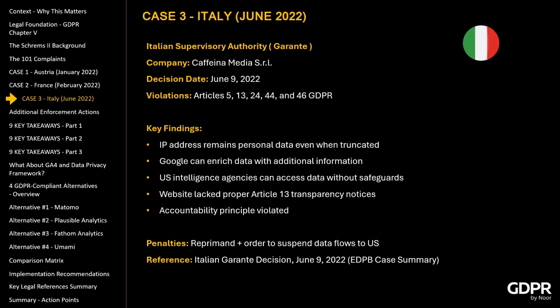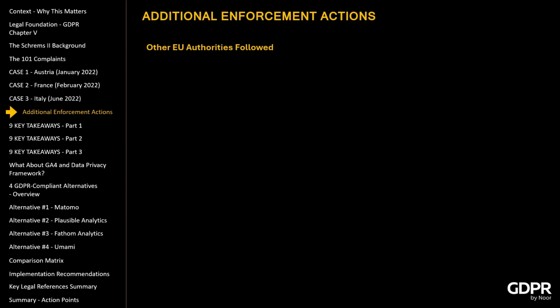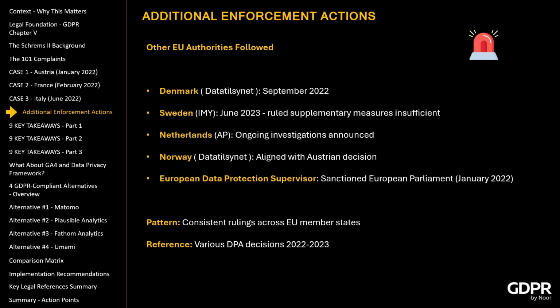This ruling showed that Google Analytics can trigger multiple GDPR failures, not just a transfer violation. European enforcement pattern: after Austria, France, and Italy, more authorities reached the same conclusion. Google Analytics is an unlawful US data transfer. Denmark, Sweden, and the Netherlands all aligned. Consistent, harmonized enforcement across Europe, not isolated, not accidental, a unified interpretation of GDPR rules on international transfers.